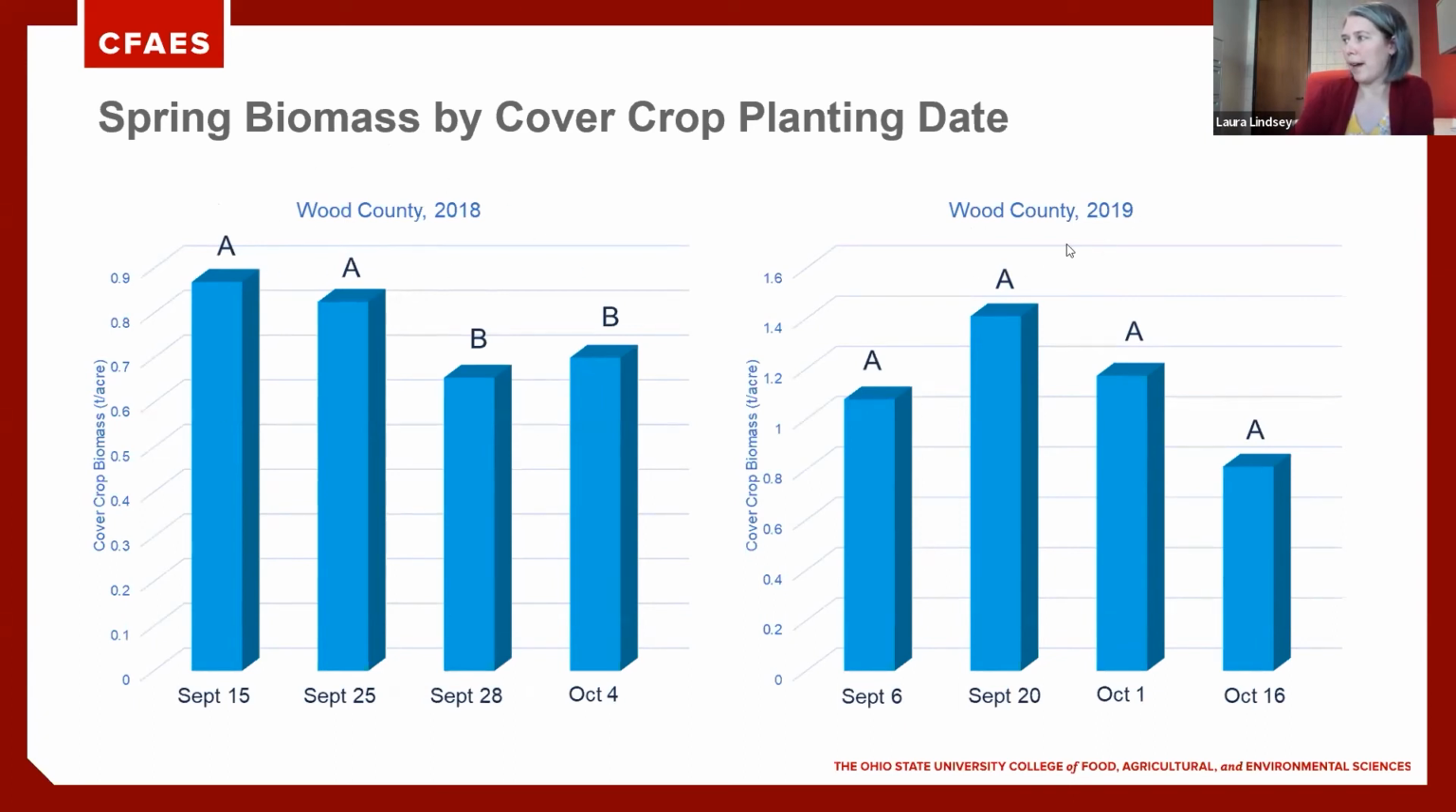The second graph is Wood County in 2019. When we took the biomass, the cover crops were planted the fall before. But what you'll see in the first year, the first 2 planting dates in September had the highest amount of biomass, and then a decrease later. Second year, technically biomass was all statistically the same, although it looks like there's some differences. There's a lot of plot to plot variability in biomass. So statistically, they were technically the same amount of biomass there.